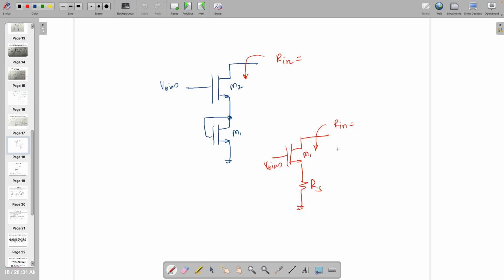This red colored circuit. Sir, RO into GM into RS. GM1 times RO1 times RS, looking from here. Use the same thing and tell me what is their answer, Srishti. Two. So it's very simple, right?